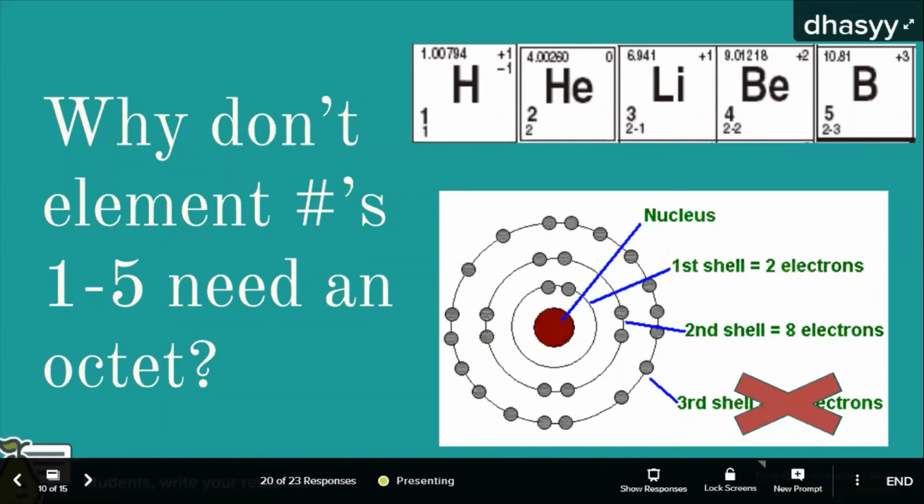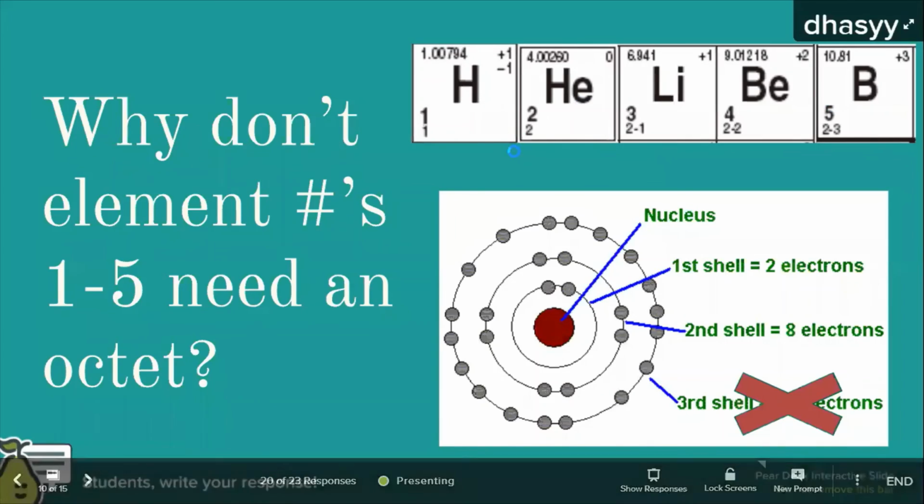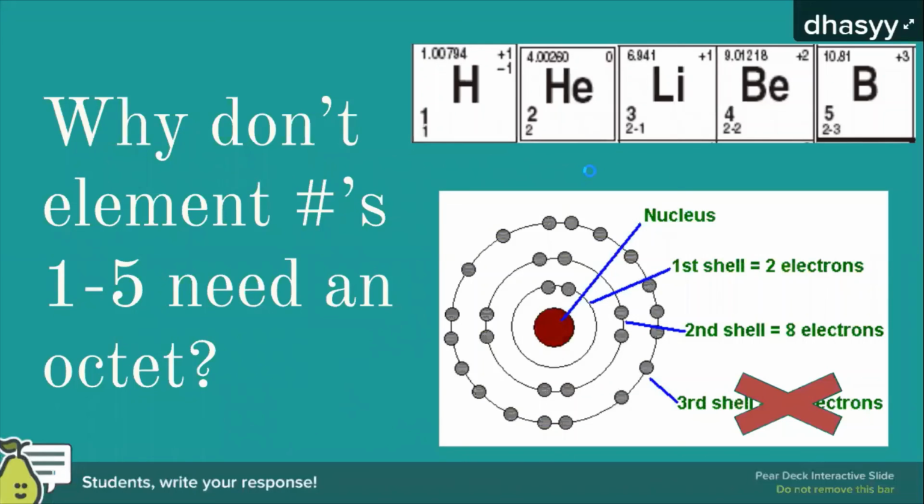So instead of something called the octet rule, you'll actually see this referred to as the duet rule. So remember, octet means 8, right? So that means it wanted 8 electrons versus, according to the duet rule, they only want 2.